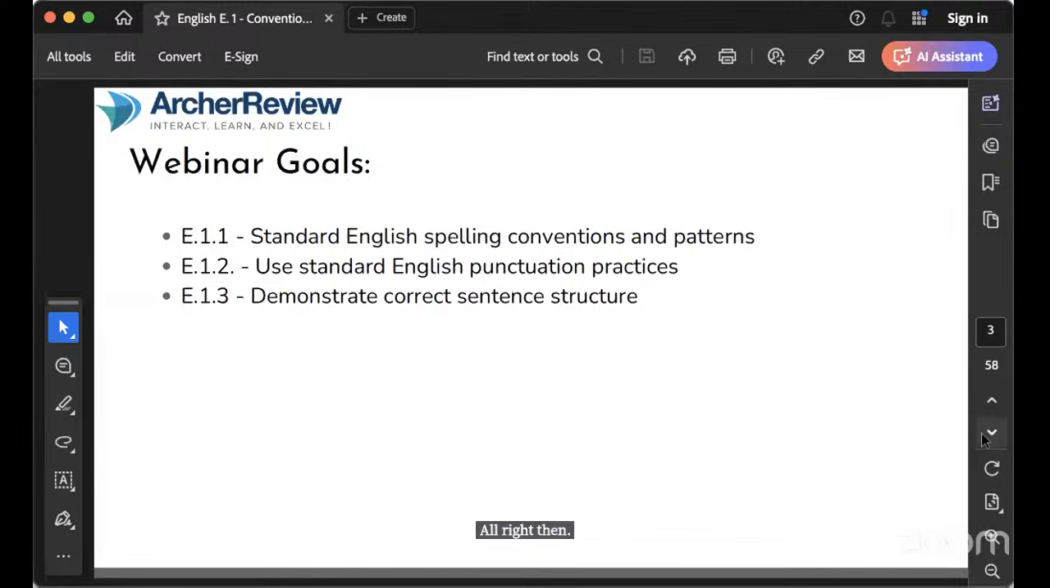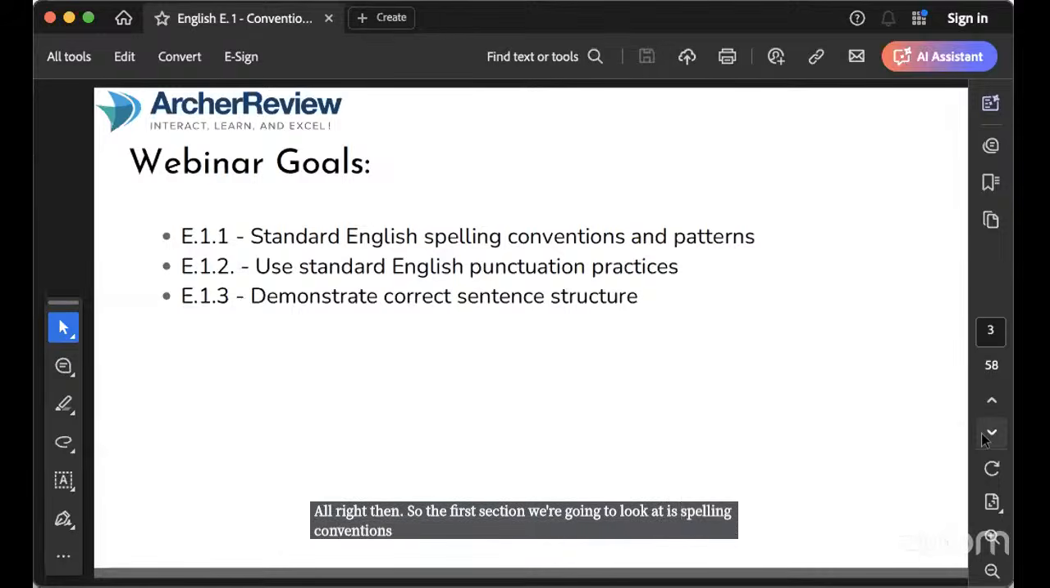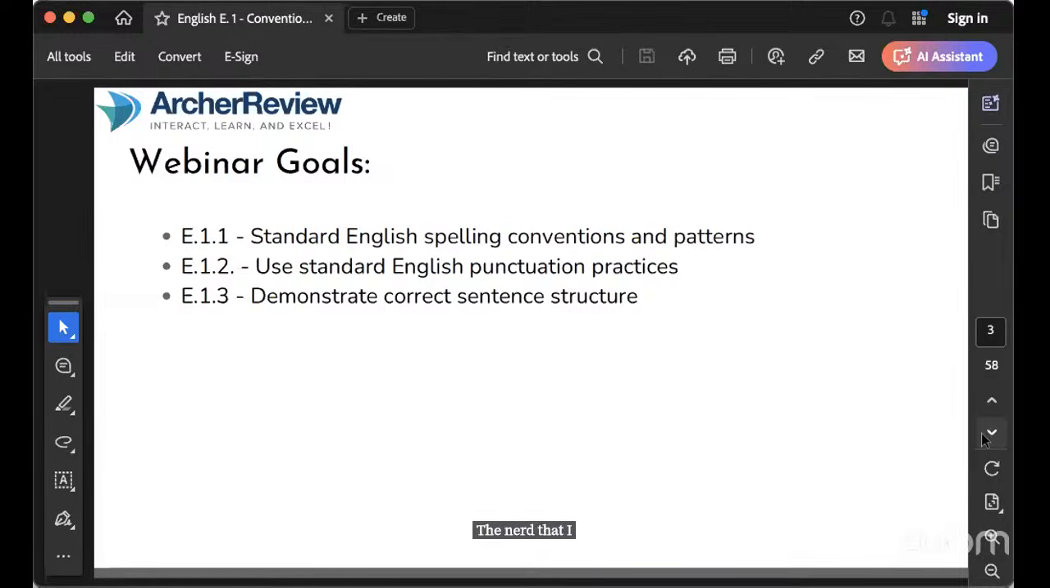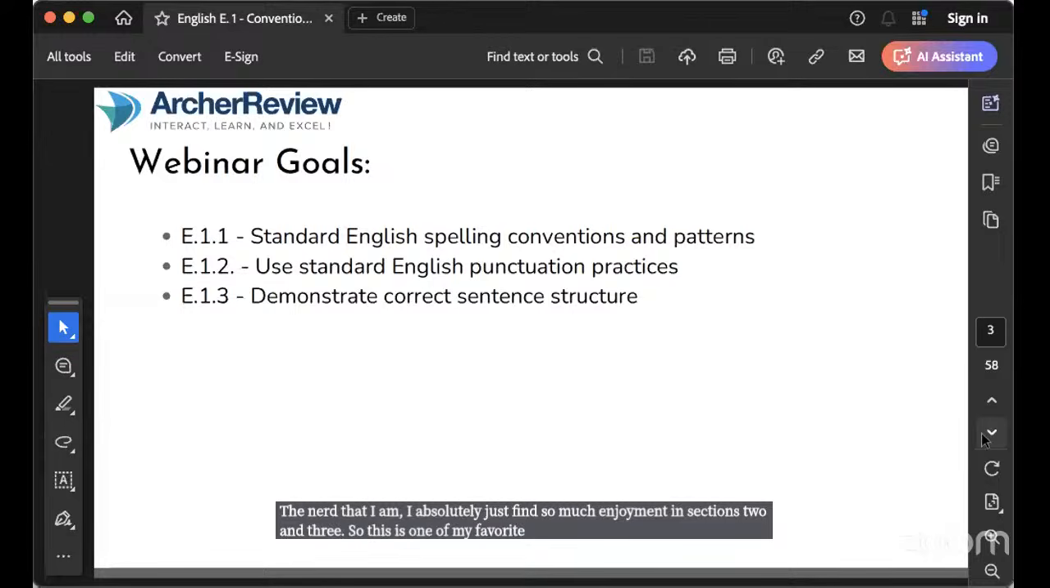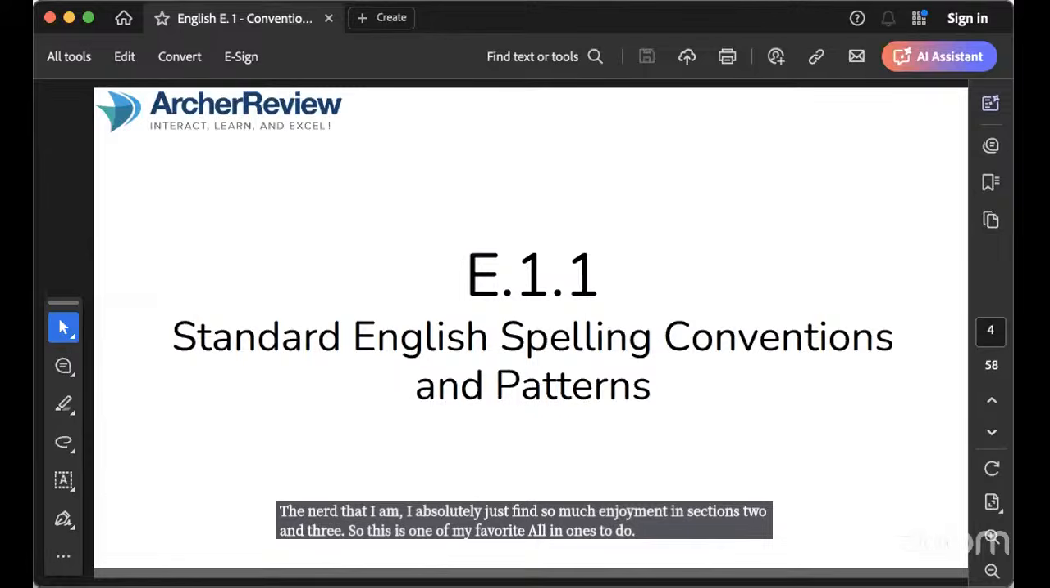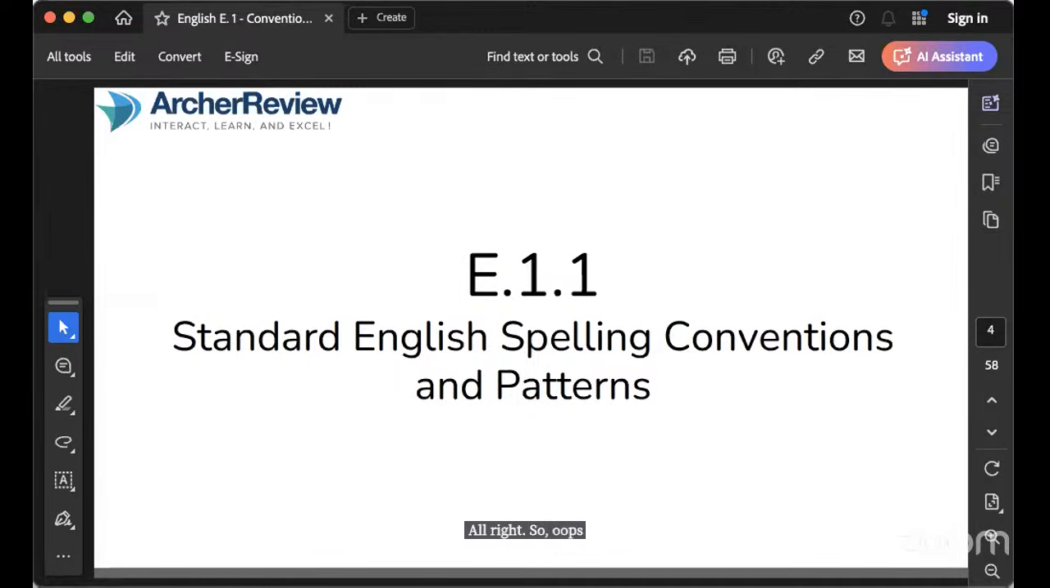So, the first section we're going to look at is spelling conventions and patterns. Then we will move into the second section where we will look at punctuation practices. And then the third section is demonstrating correct sentence structure. So I will say that the nerd that I am, I absolutely just find so much enjoyment in sections 2 and 3. So this is one of my favorite all-in-ones to do.